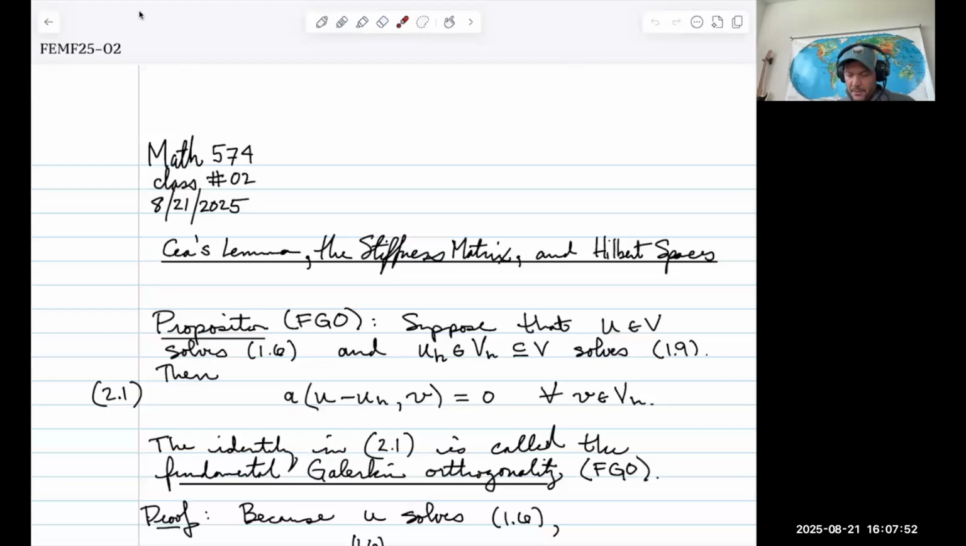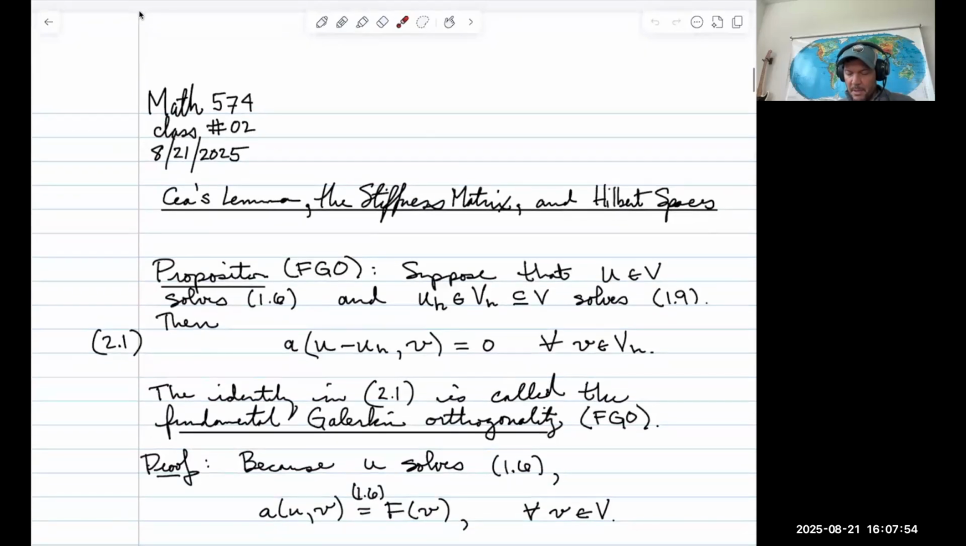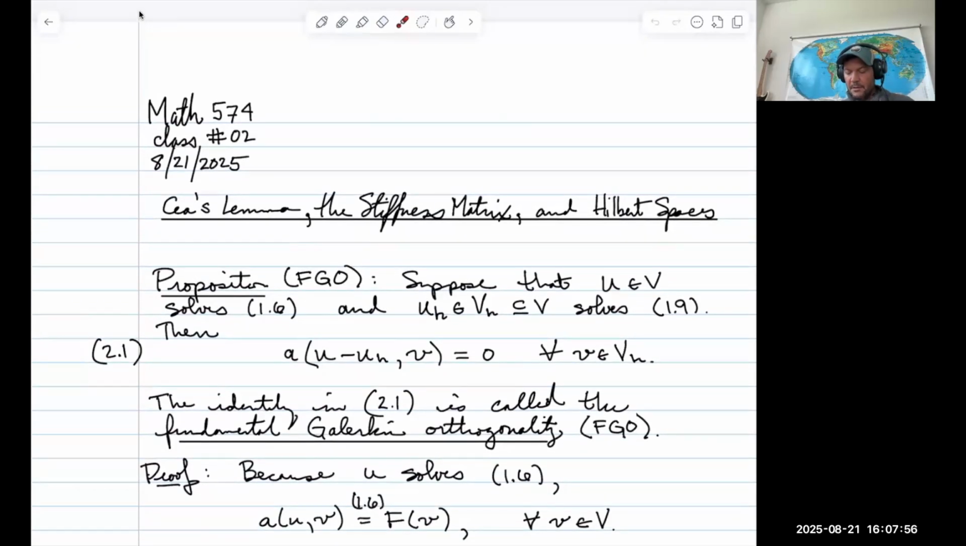All right, welcome back to Finite Element Methods, Math 574 here at the University of Tennessee. This is class number 2. Today we're going to be talking about the fundamental Galerkin orthogonality, Cea's lemma, stiffness matrix, and Hilbert spaces.